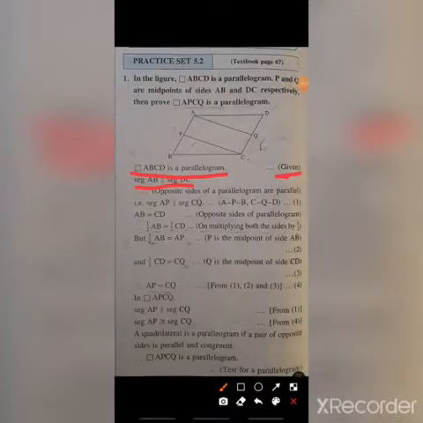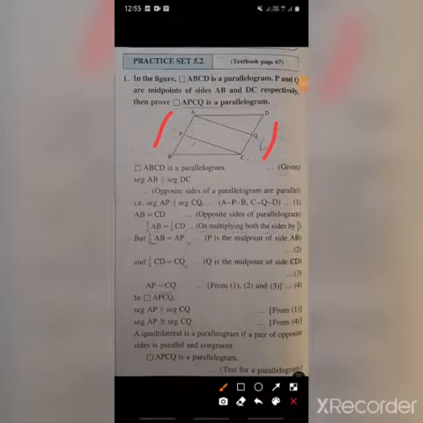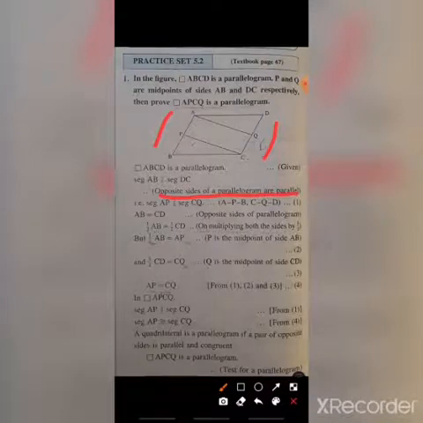AB is parallel to DC. Where is AB here? AB is parallel to DC. The reason is that opposite sides of a parallelogram are parallel. This side is opposite. Then AP is parallel to CQ.